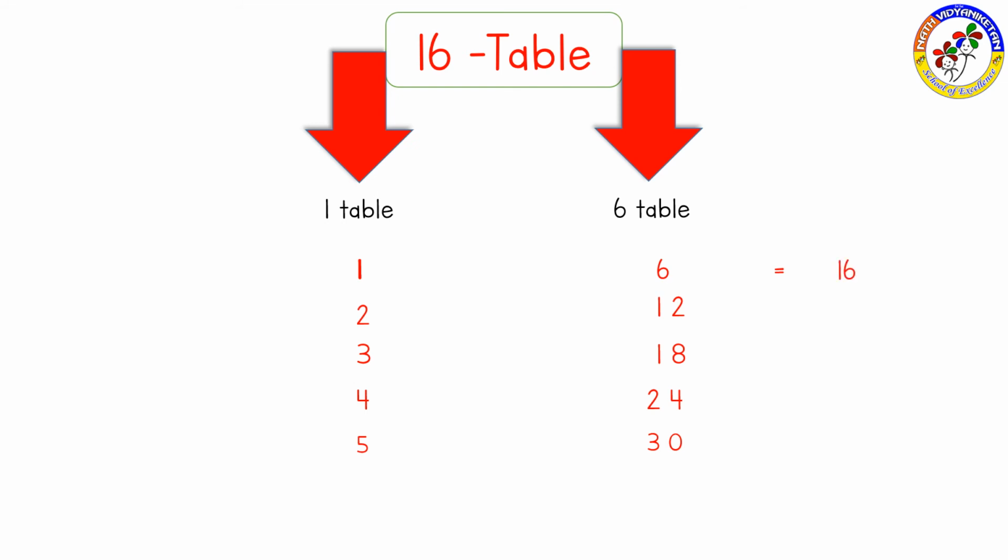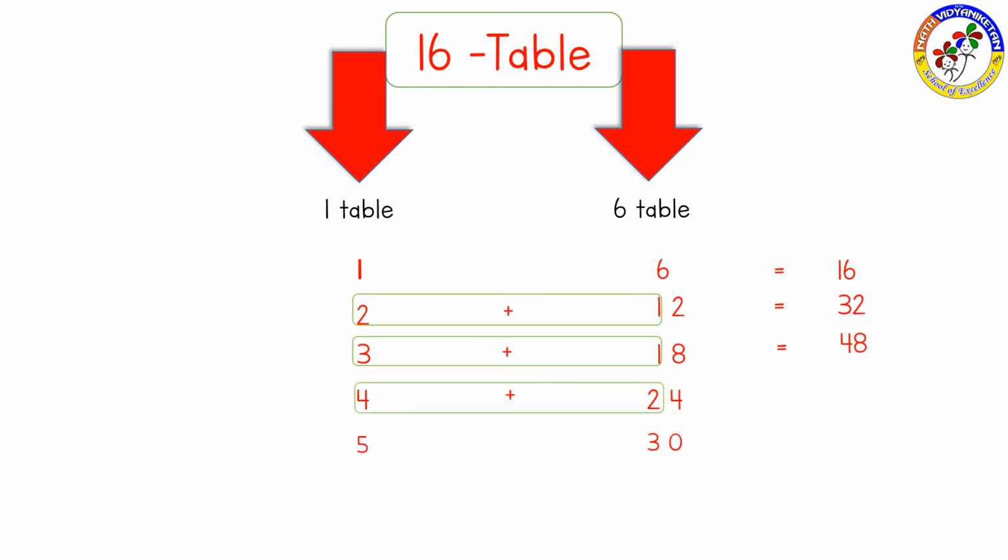1 6 is 16. Now let us use the trick here. In the box, 2 plus 1 is there. 2 plus 1 how much? 3 and write 2 as it is. That is 32. Now 3 plus 1. 3 plus 1 is 4 and write 8 as it is. That is 48. Now 4 plus 2. 4 plus 2 is 6 and write 4 as it is. That is 64. Now 5 plus 3. 5 plus 3 is 8 and write 0 as it is.